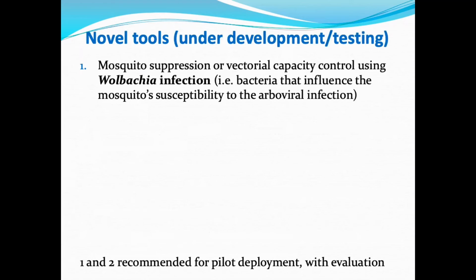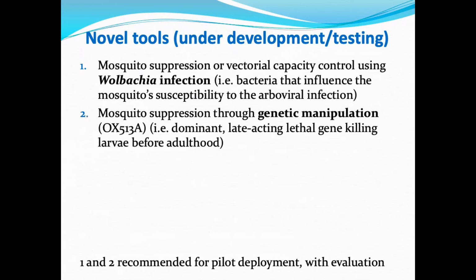So there are, under development, some tools like mosquito suppression or vectorial capacity control. There are several methods based on Wolbachia infection. It's a Wolbachia that exists naturally in mosquitoes, but not in Aedes albopictus. So they took the one from Culex pipiens to put it in Aedes albopictus, and according to the Wolbachia strain and to the mosquito species, you can achieve sterility or a lower vectorial capacity for a pathogen.